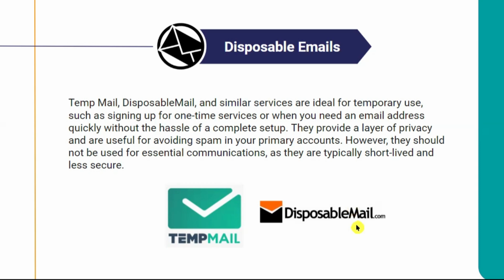Or when you need an email address quickly, but you don't want the hassle of setting up that email. So in these cases, Temp Mail and Disposable Mail are good options. They provide a layer of privacy and are useful for avoiding spam in your primary accounts. And that is the goal of these too. So if you don't want to receive unwanted emails in your primary accounts, you can use disposable emails for the purpose. However, they should not be used for essential communication.